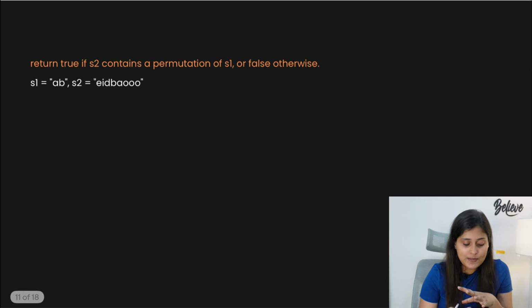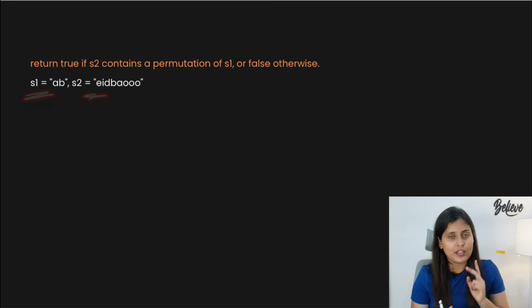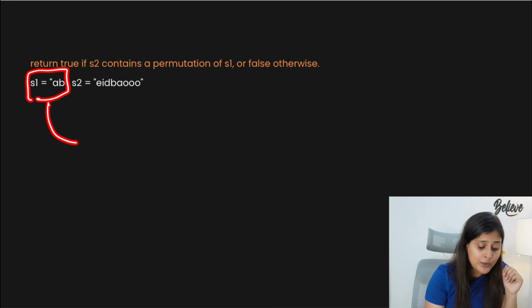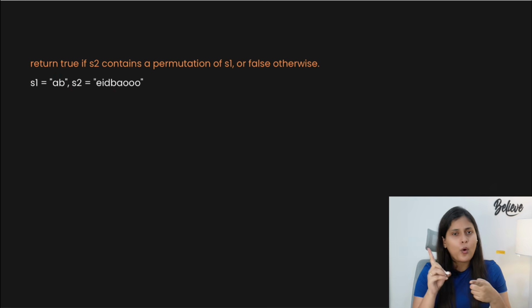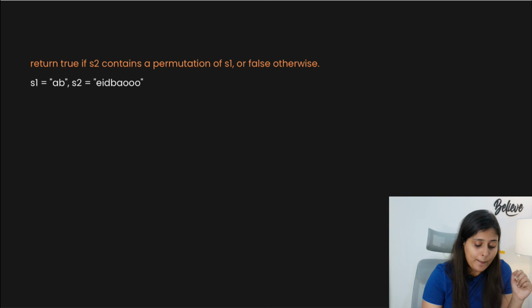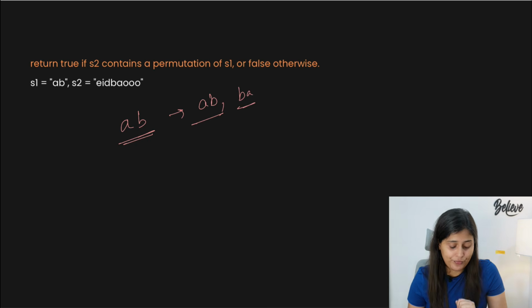Let's try to understand with this problem. Here the problem says S1 and S2 are 2 strings you have been given and you have to return true if S1 is a permutation of S2. First, what is permutation? Permutation means, for AB, BA can also be a permutation of it.